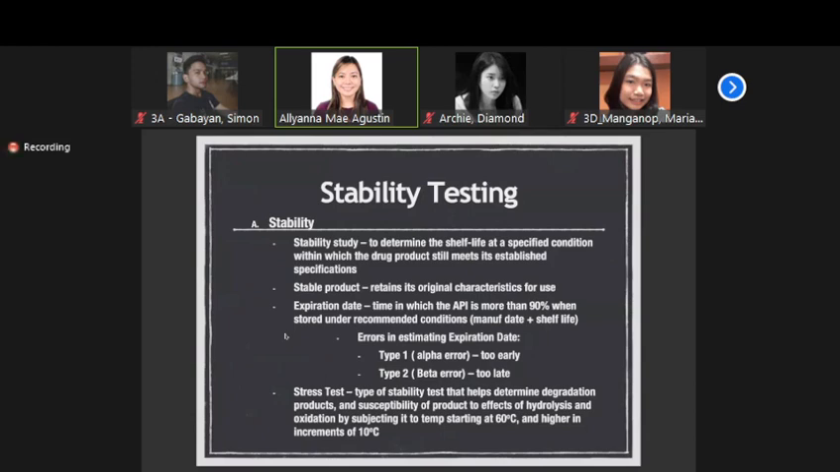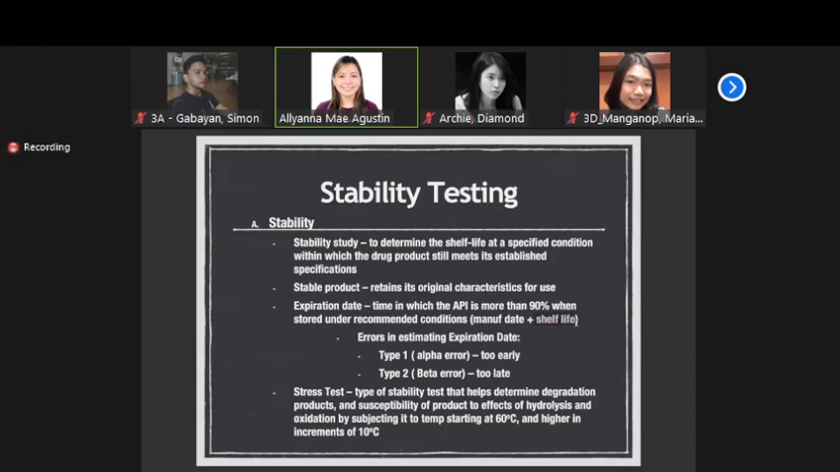So basically class, the shelf life is the time it takes for your drug to reduce by 10%. Meaning 90% na lang yung naiwan. So the expiration date is the time in which the active ingredient is more than 90%. So that's manufacturing date plus the shelf life. Kasi si shelf life, yan yung number of days, months, or hours na mag-decrease ang inyong drug by 10%. So 90% na lang yung naiwan.